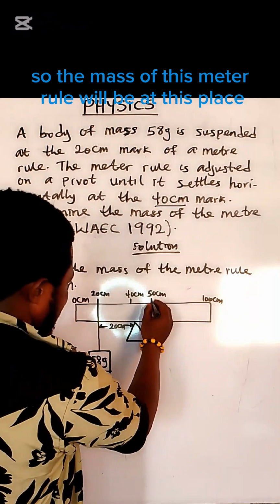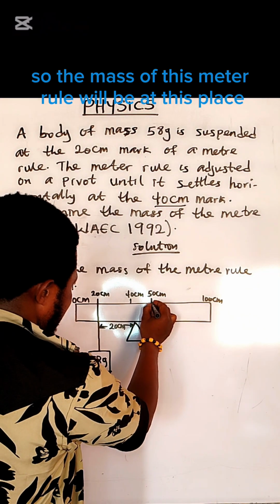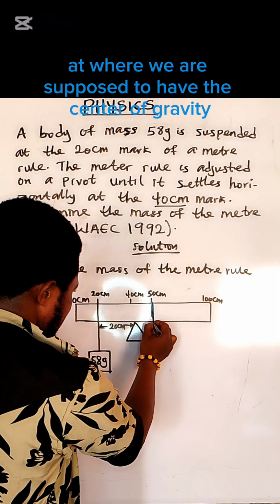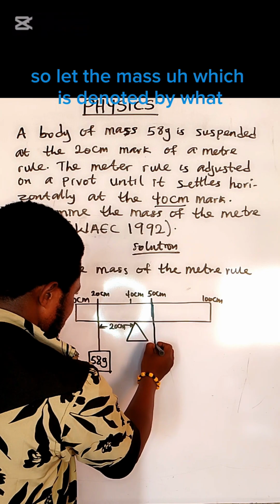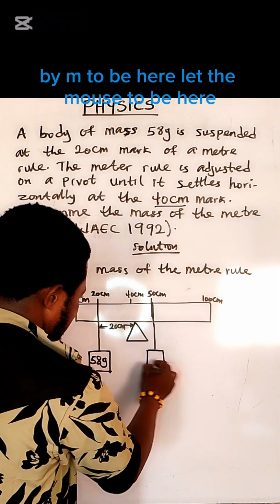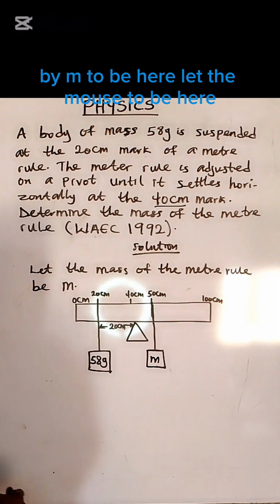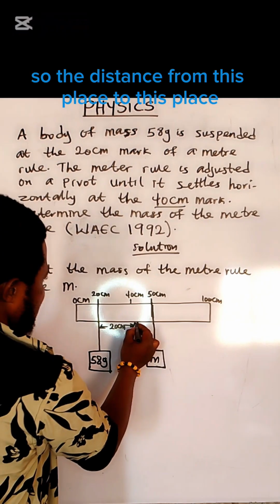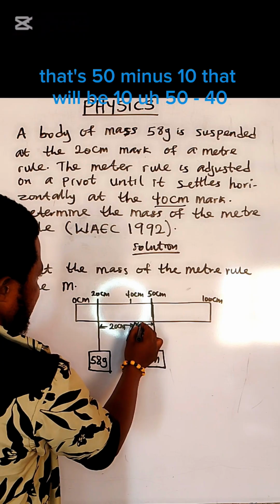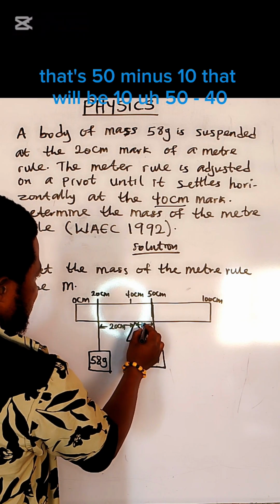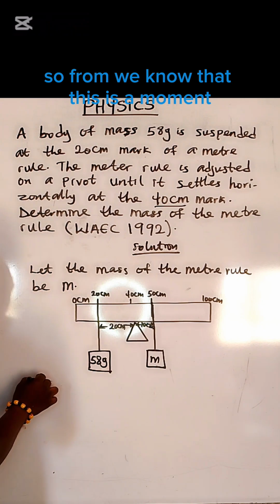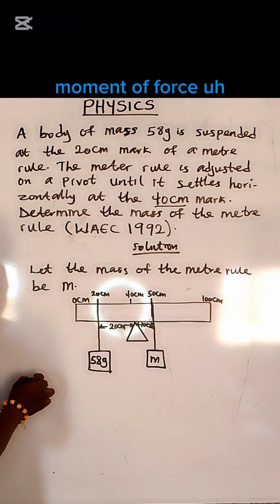So the mass of this meter rule will be at the place where we are supposed to have the center of gravity. So let the mass, which is denoted by m, be here. The distance from this place to this place is 50 minus 40. That's 10 centimeter. So we know that this is a moment of force.